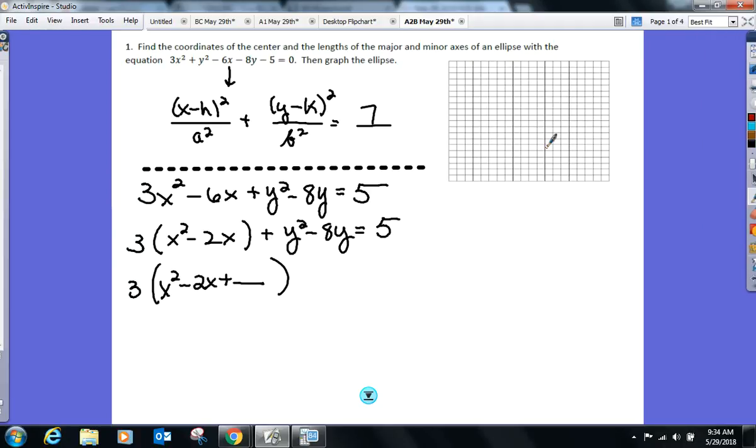Ready? What's my b value up here? For the x's only, what's my b value? Ready? Everyone in their head right now. Take half of it, and now square that number. What do you get? There we go.